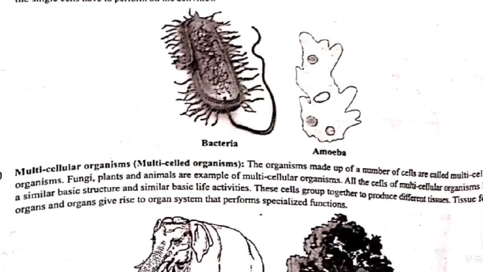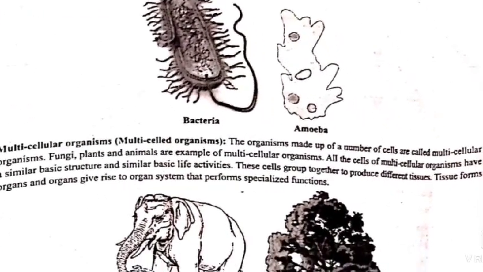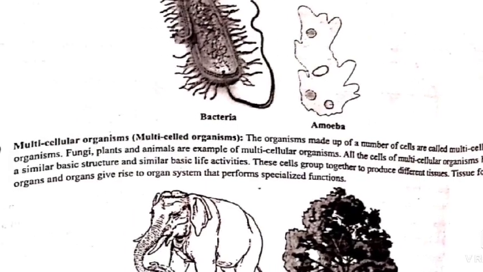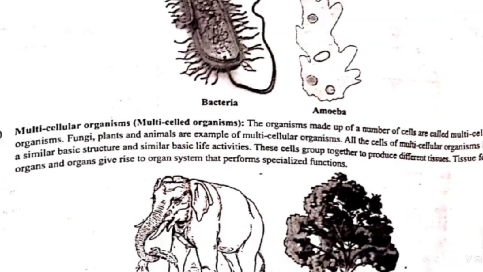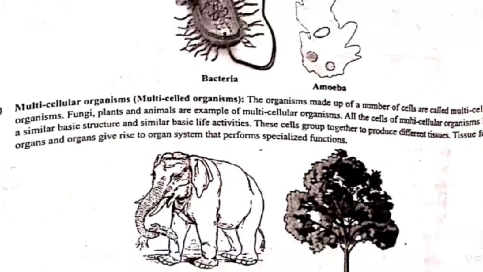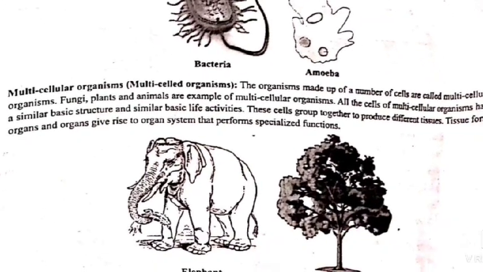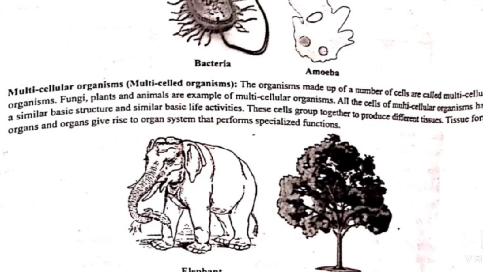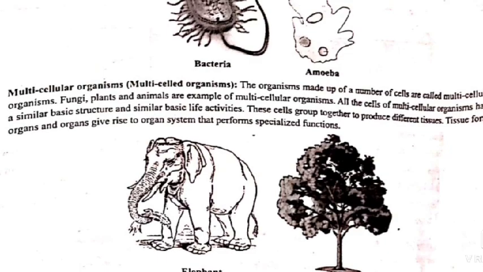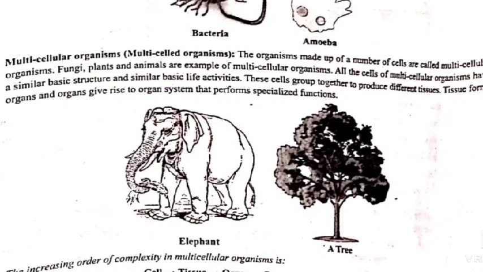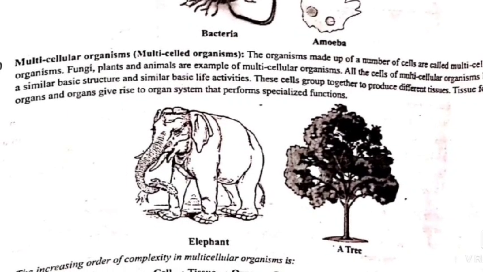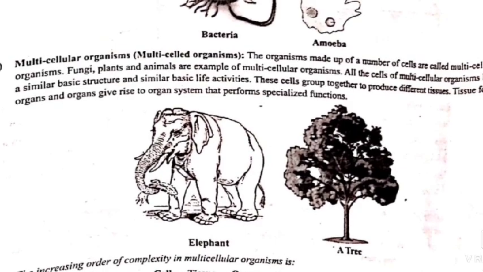The multicellular organism. The organism made up of a number of cells is called a multicellular organism. Fungi, plants and animals are examples of multicellular organisms. All the cells of a multicellular organism have a similar basic structure and similar basic life activities. These cells group together to produce different tissues. Tissues form organs, and organs give rise to organ systems that perform specialized functions.